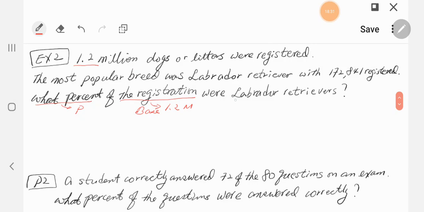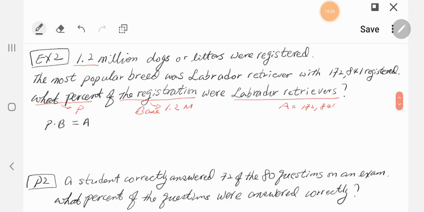And this is the number of Labrador Retrievers. We don't know what this one is. So that is the amount, right? That's the amount. So we can rewrite. The amount is this number of Labradors that were registered. So when we write an equation, what percent? I don't know. So write a P. So this is PBA, right?